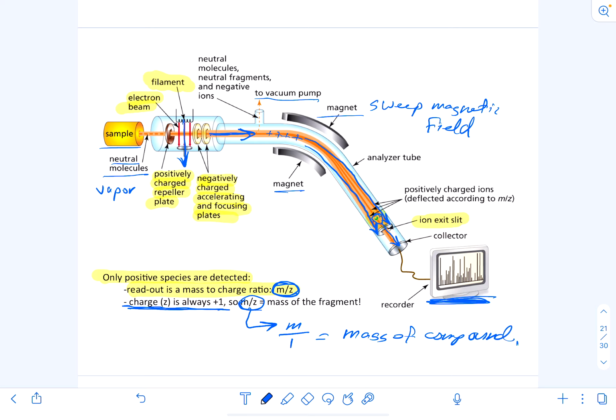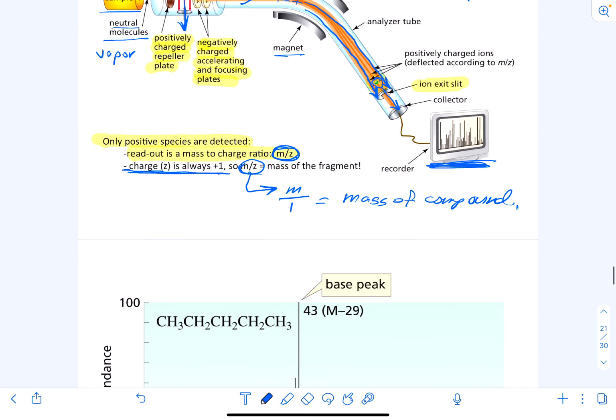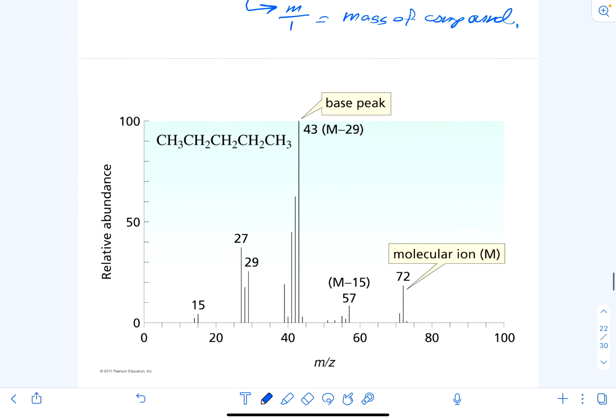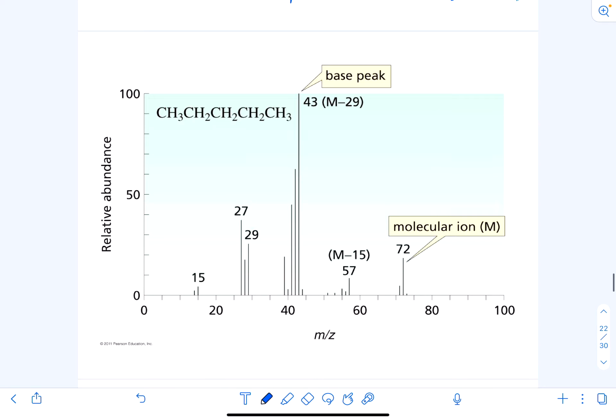Okay, and so in this way we can actually figure out how much the molecule weighs just by ejecting one electron, accelerating it through this system until it hits the detector. And then that's sort of what we get out of these reactions, out of these measurements. And so this is an example of what a mass spectrum looks like.